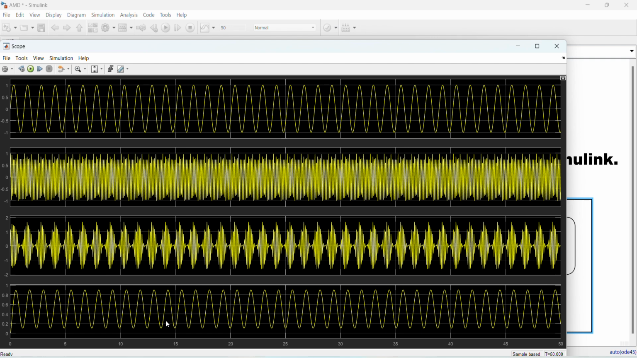Amplitude modulation is widely used in AM radio broadcasting, aircraft communication, and early analog television signals. This simulation helped us to understand how AM works in real communication systems.